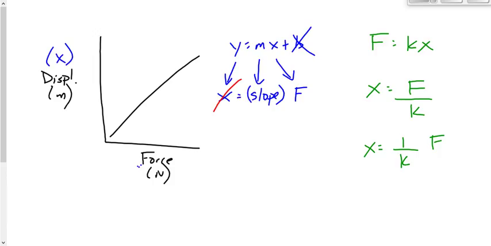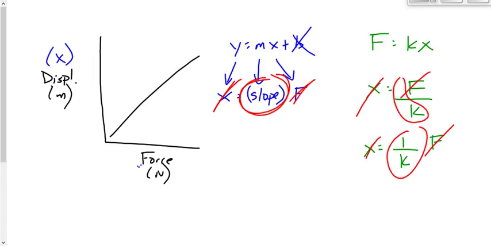I'm going to cross off now things that appear in both equations. x appears in both. F appears in both. What am I left with? Slope is equal to 1 over k. Now, I could have done that up here. x disappears, F disappears. What am I left with? The slope is equal to 1 over k. It's just a little bit easier, I think, in this one to see that it's 1 over k.